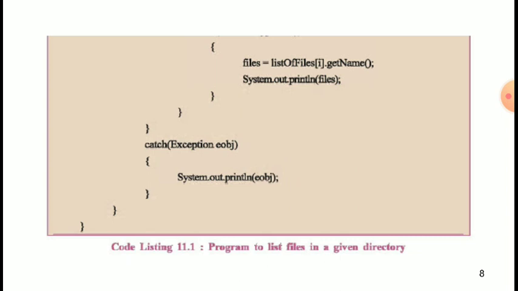end of the curly bracket try, and then second is a catch block, Exception eobj, starting curly bracket, System.out.println(eobj), end of the curly bracket catch, end of the curly bracket main, and end of the curly bracket class.